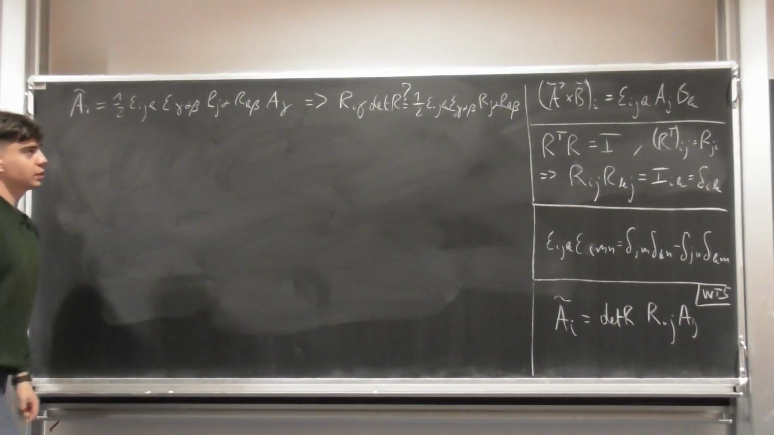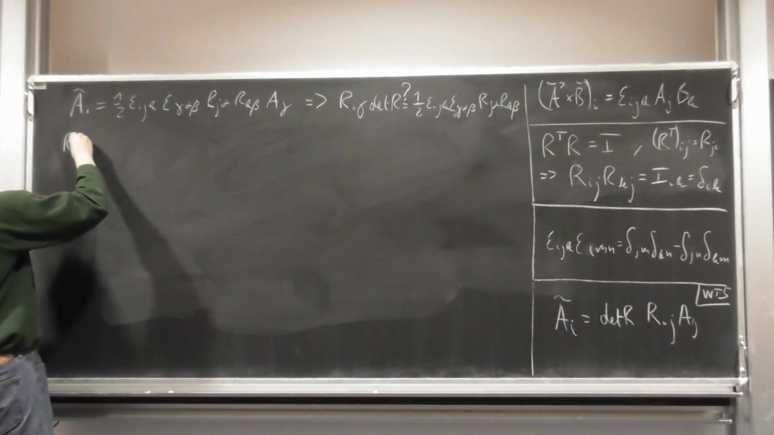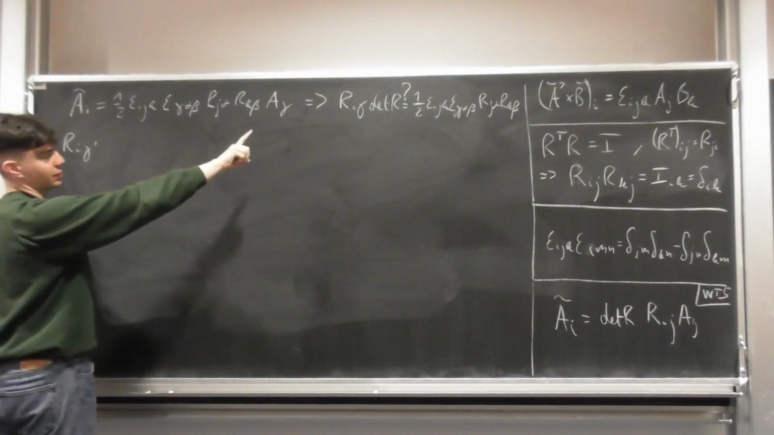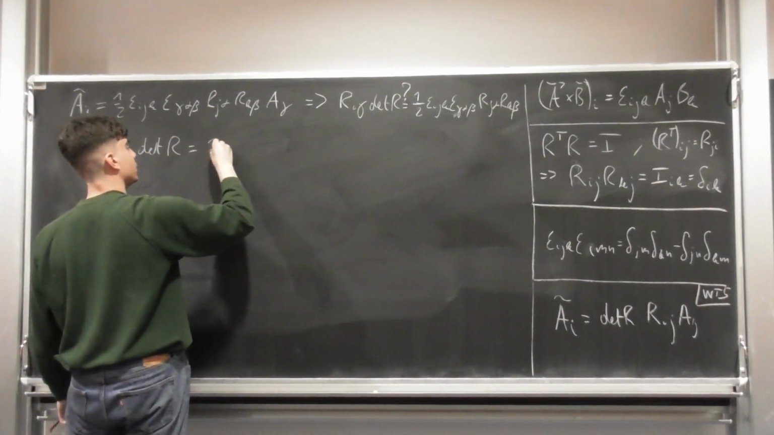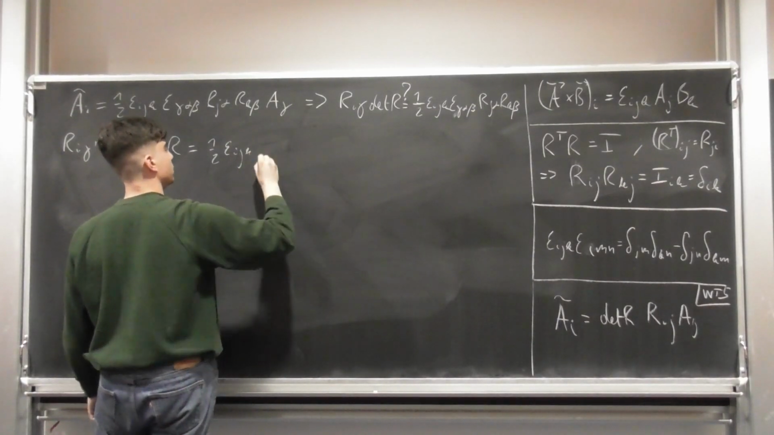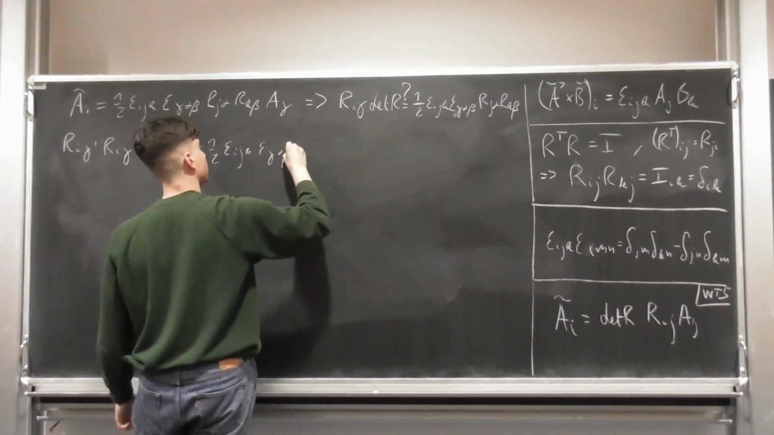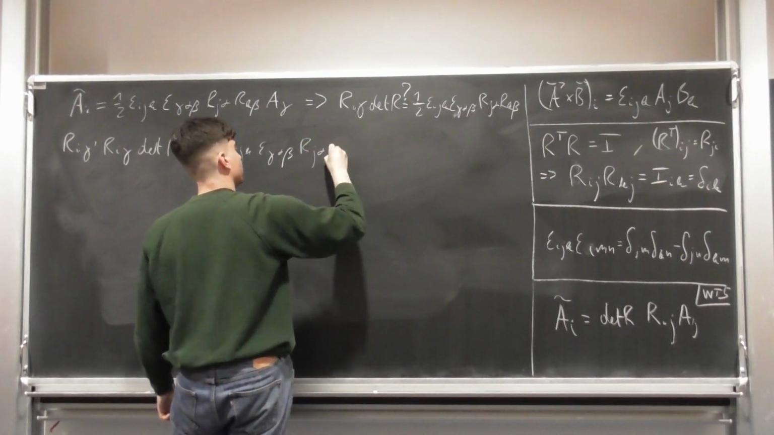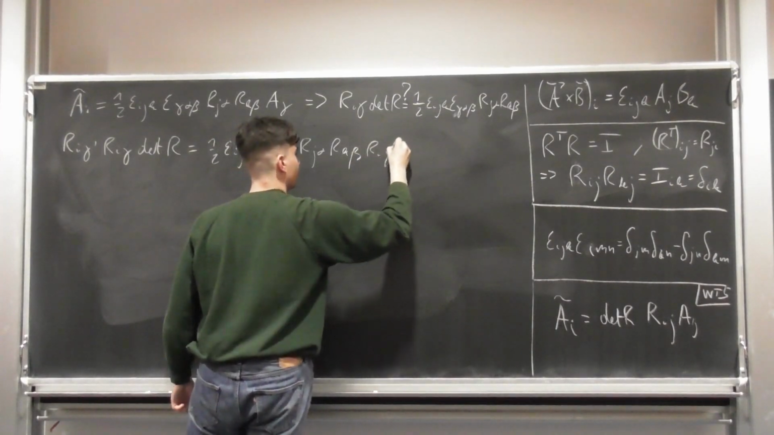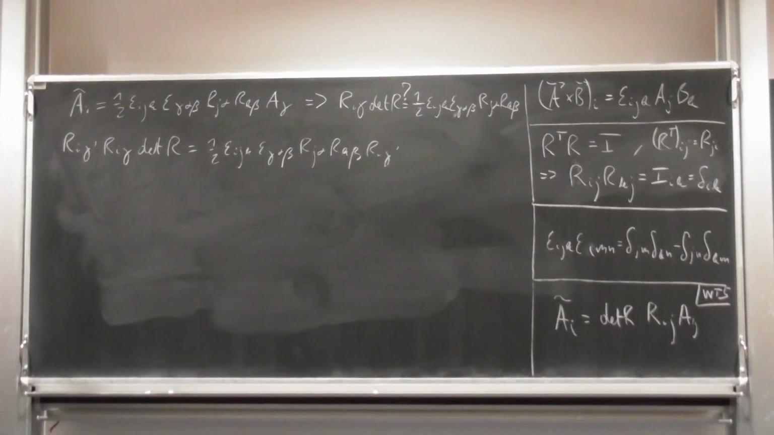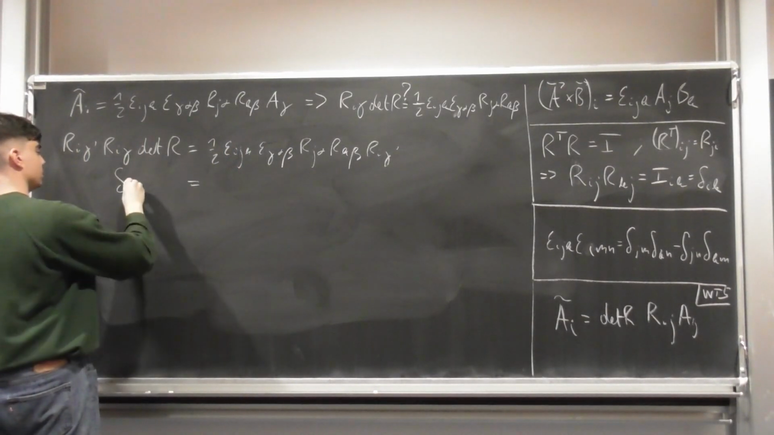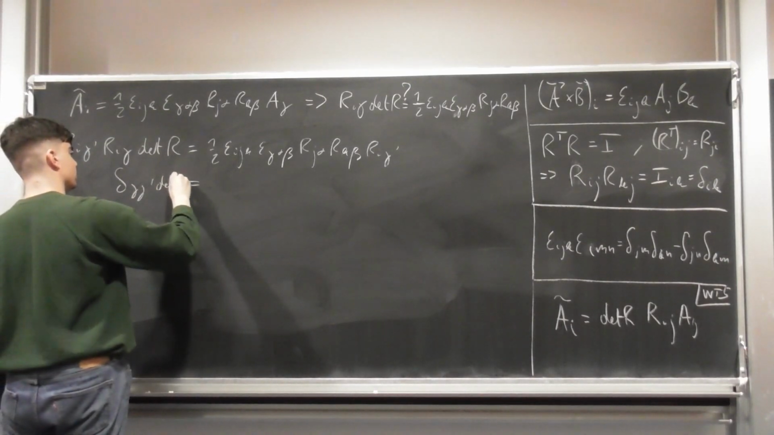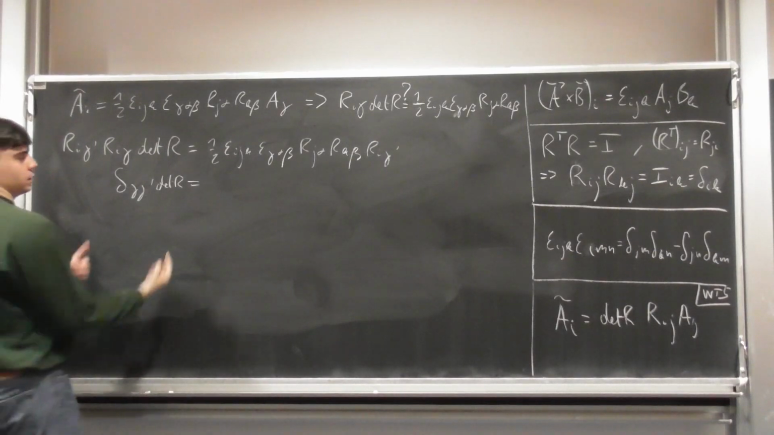Okay. So the first thing I'm going to do is multiply both sides by R i gamma prime. Gamma prime is a different index to gamma. Okay. This is equal to 1/2 epsilon j k gamma alpha beta R j alpha R k beta R i gamma prime. Okay. But now we know what this is based on R being orthogonal. This is just delta gamma gamma prime times the determinant of R, sorry. Okay. Is equal to the right-hand side.